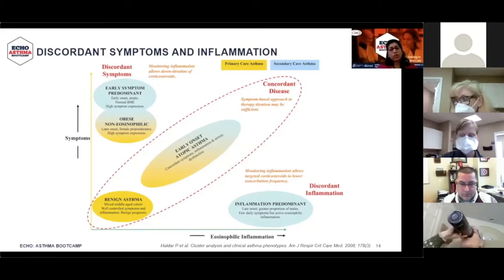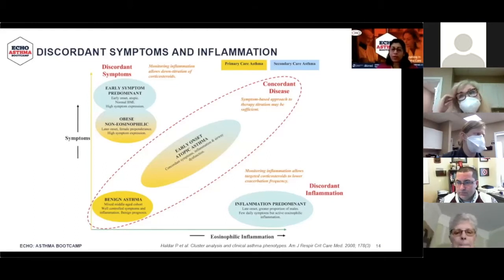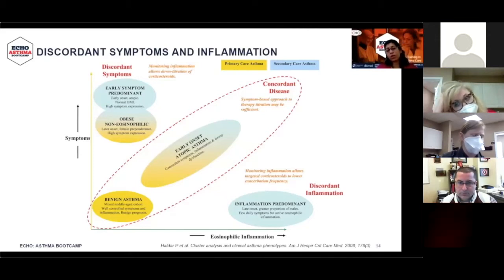However, many patients with severe asthma actually have discordance between their symptoms and their inflammation. On the y-axis, you could see patients who have discordant symptoms. So these are patients who have a lot of symptoms, but may not necessarily have a lot of inflammation. Monitoring inflammation in these patients can actually allow down titration of corticosteroids and limit the amount of medicine usage and perhaps even side effects.